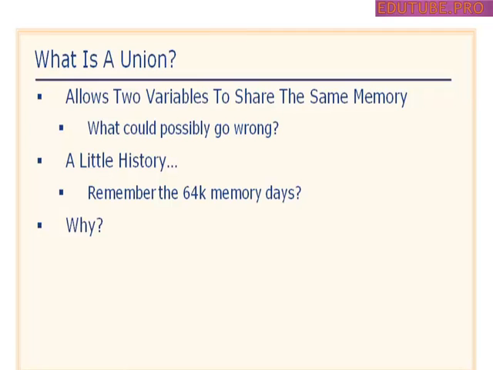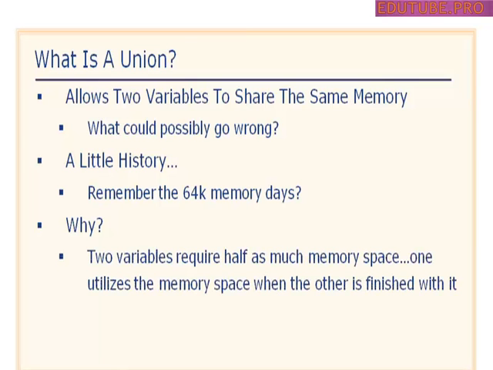So obviously we're not there anymore. We now have gigabytes of RAM on our machines. Why would we want to mess with these things? Well, it allows two variables to require half as much memory space, all right? And that's not that big a deal anymore with all the memory we have, but one can utilize the memory space when the other one's finished with it without having to initialize the variable and all that. So you can eke out just a little performance gain there. So that may be one reason you would use it now.